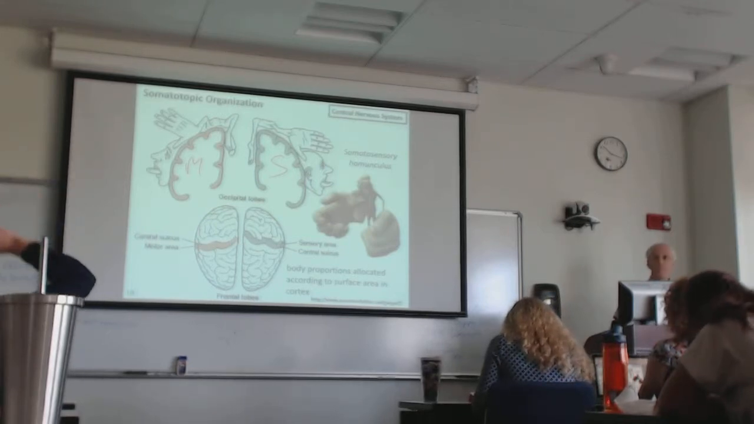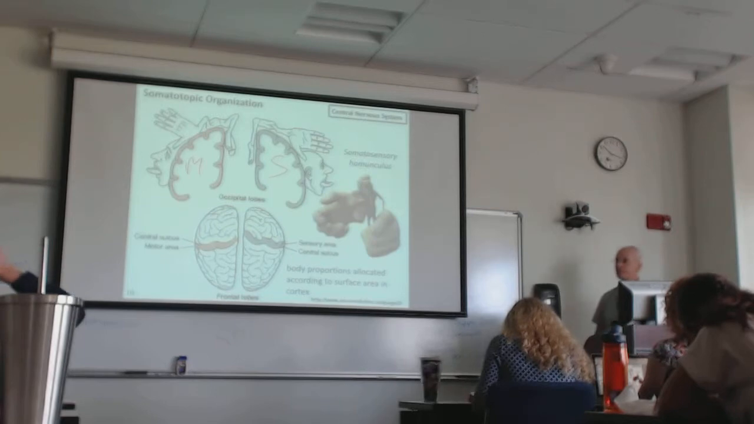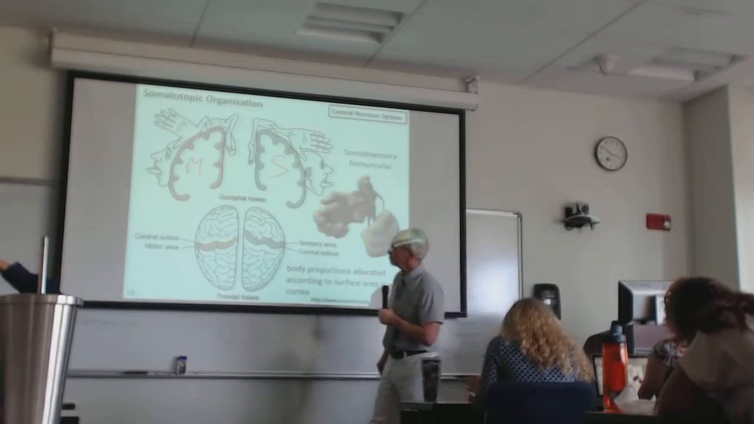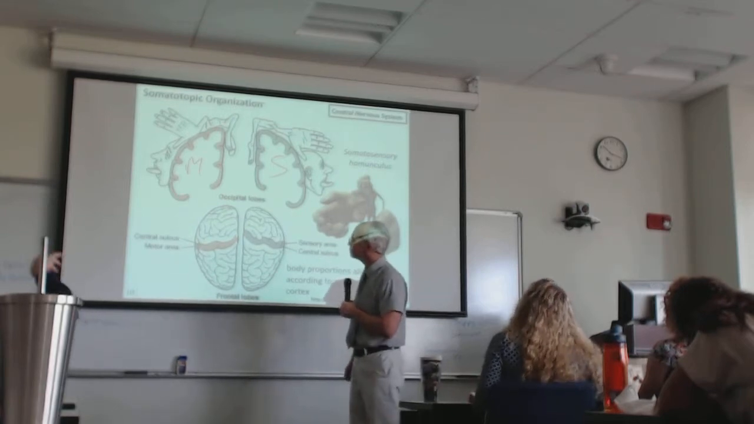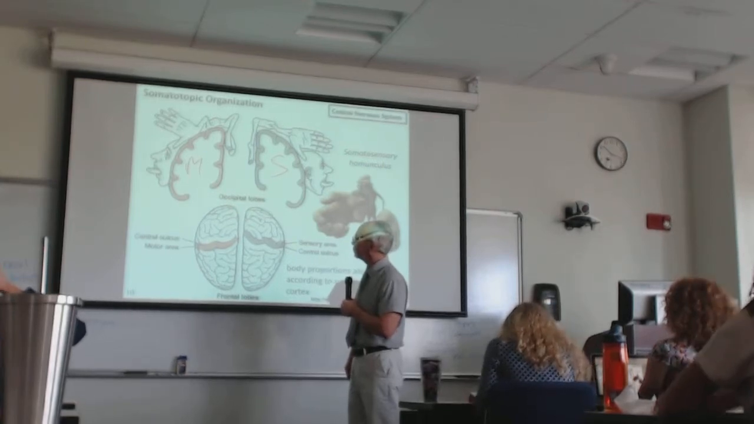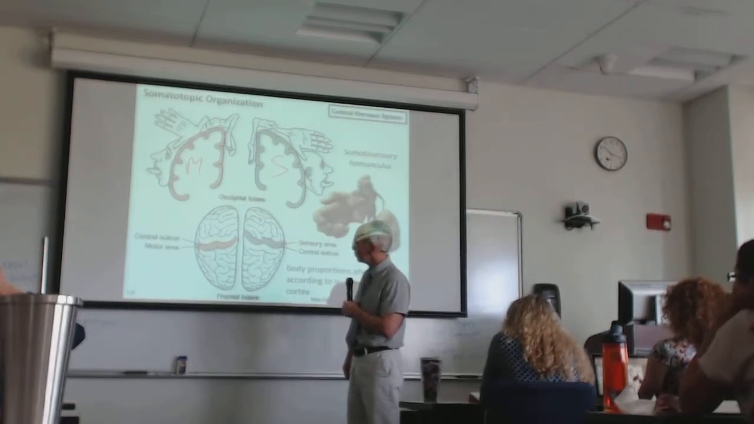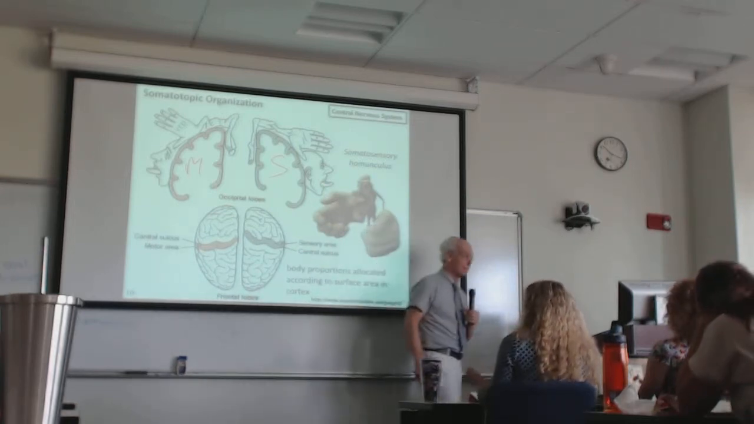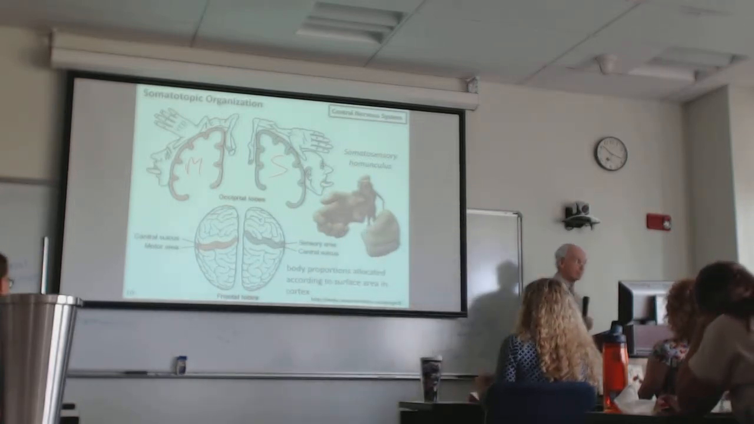I was going to ask, with the primary motor strip, it's on both hemispheres, right? Yes, it's going to be on both hemispheres, left and right. We're going to talk about laterality of the brain in just a moment.